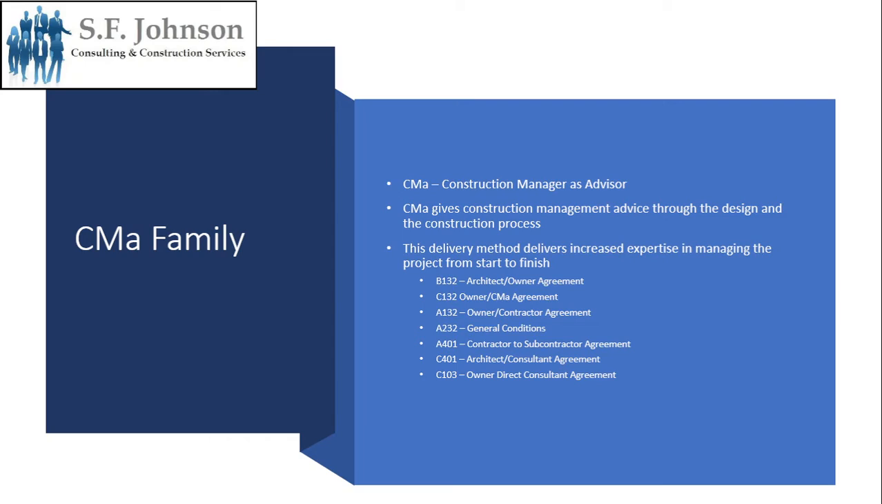So this is a CMA, construction manager as advisor, set of documents when that is the delivery method for that project. So B132, architect owner agreement. C132, owner CMA agreement. A103, owner contractor. A232, the general conditions. A401, contractor to subcontractor agreement. C401, architect consultant agreement. And C103, owner direct consultant agreement. And again, for the CMA family, where the contractor is both a contractor and acting as an advisor.